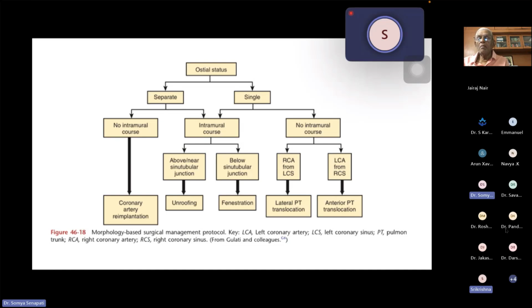Then in single ostial status, it can have an intramural course or not. The intramural course is managed as described. If it doesn't have an intramural course, and the RCA originates from the left coronary sinus, we do a lateral pulmonary trunk translocation. If the left coronary artery originates from the right coronary sinus, we do an anterior pulmonary trunk translocation.